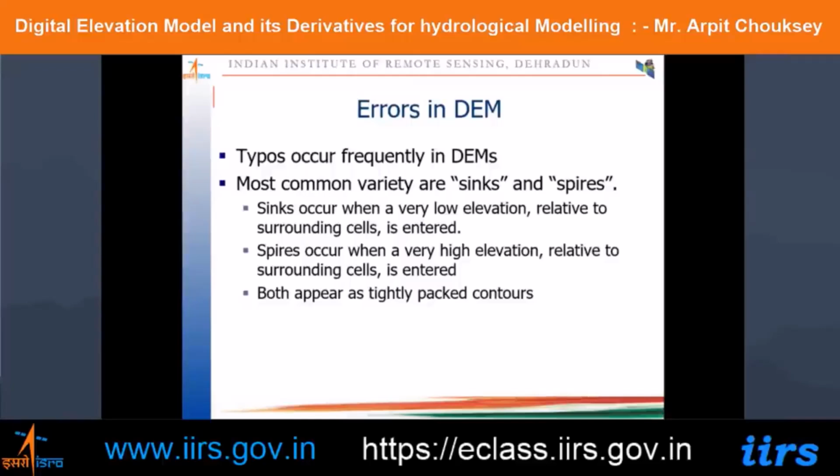Now, this I already explained. Slope is rise over run. So rise divided by run. That means rise is the elevation difference, and run is the horizontal, that is planimetric distance, the grid size.